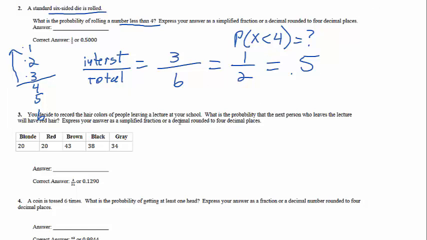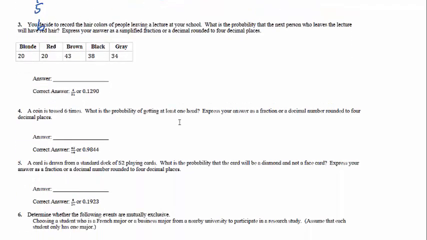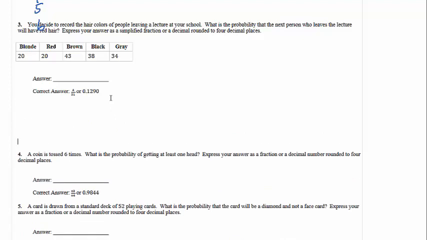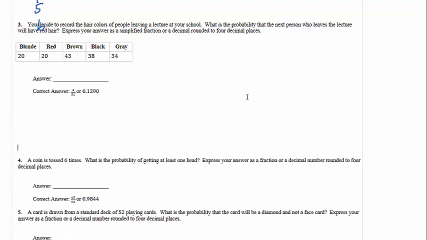Okay, so where were we? Let's move on to number 3. Let's get some space in here. You decide to record the hair colors of people leaving a lecture at your school. What is the probability that the next person who leaves the lecture will have red hair? Express your answer as a simplified fraction or decimal rounded to 4 decimal places.